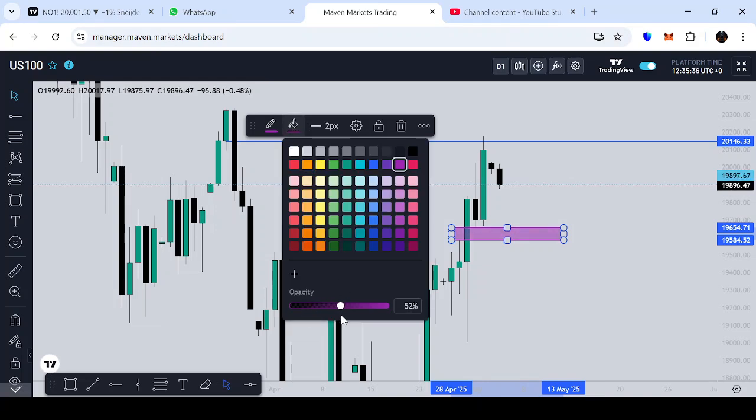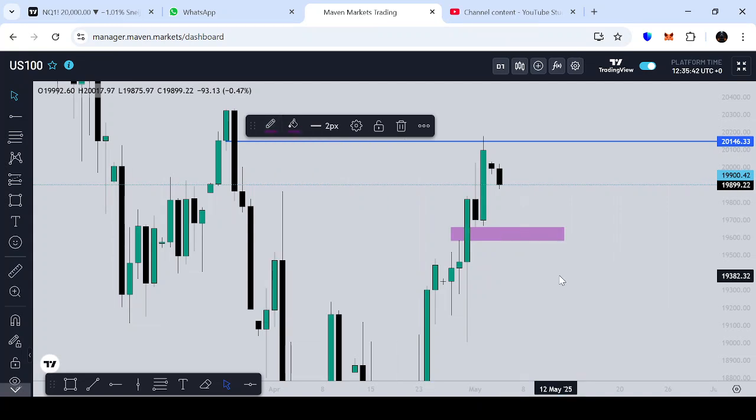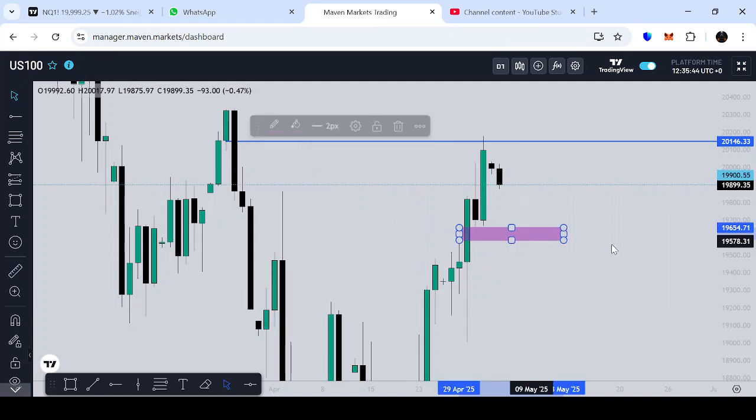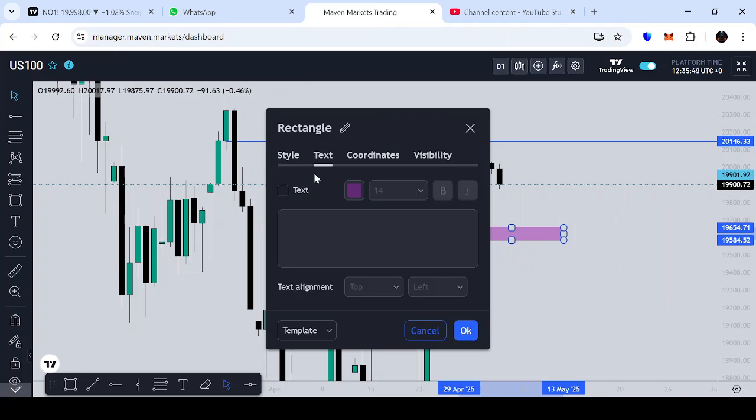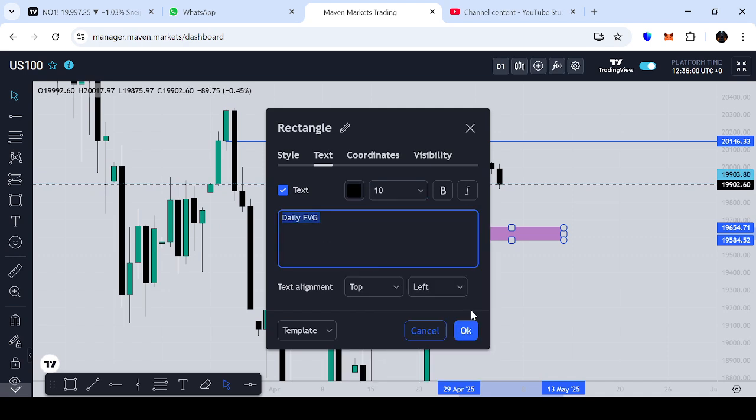Annotate your gap as daily fair value gap. You can change the color to your preference.